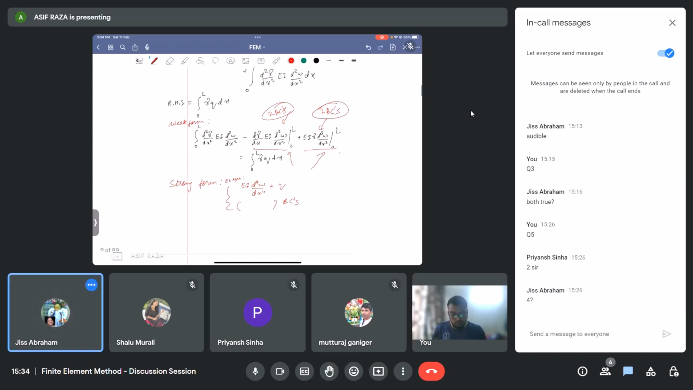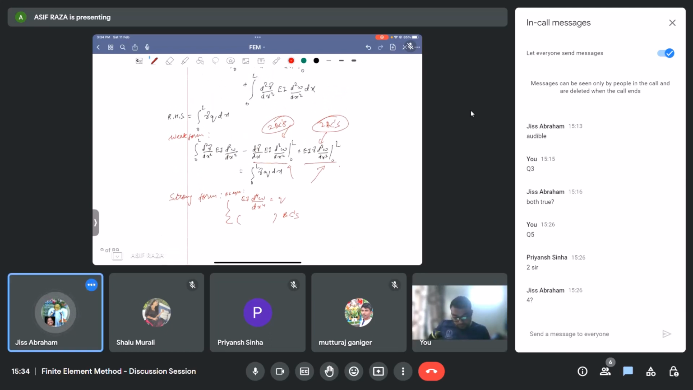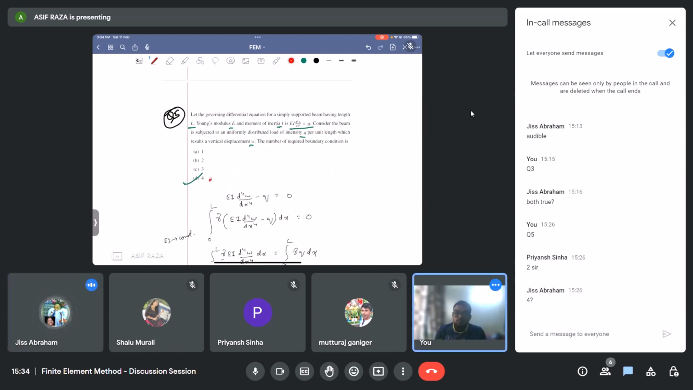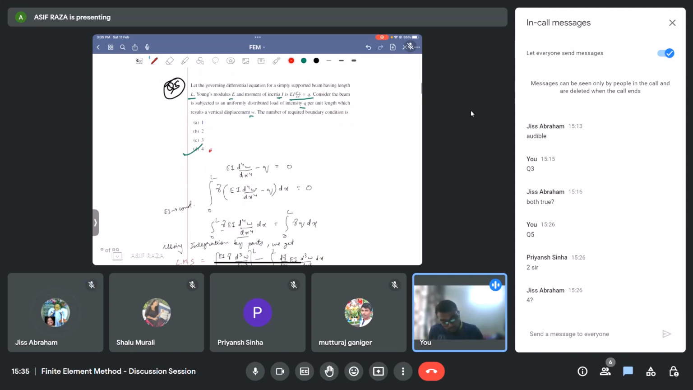Sir, a doubt. Can we just guess from the power of the equation? Yeah, for sure. Whatever is the highest order of the differential equation, that will be the number of boundary conditions. So if the order of the equation was fourth, we have four boundary conditions. This is for the case of a beam. If we had a bar, as we know the highest order involved in that differential equation is 2, so we require two boundary conditions in that.